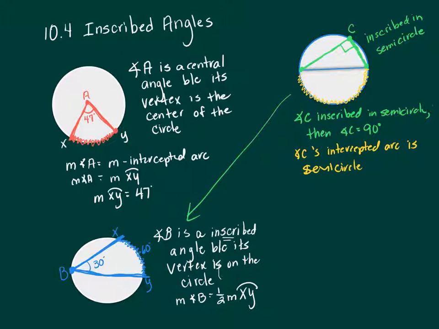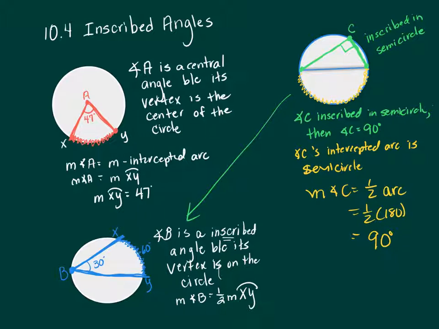Okay. Angle C's intercepted arc is a semicircle. So since an inscribed angle is half its arc, and since the arc is a semicircle, that makes it 180 degrees, that means any angle inscribed in a semicircle is always going to be 90 degrees. Okay? Does that make sense?